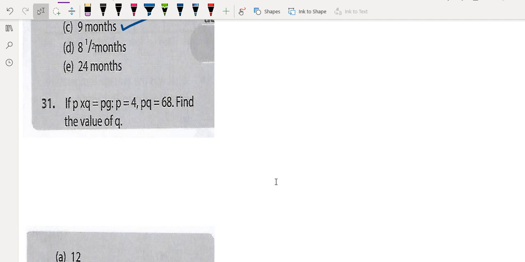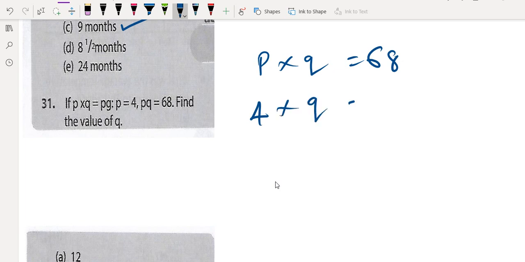P to Q is in a ratio. P times Q equals 68. Find the value of Q. That is, if you multiply P and Q, it is going to give you 68. And you are giving P to be 4. So 4 times Q is 68. What is Q? How can I get Q, please?